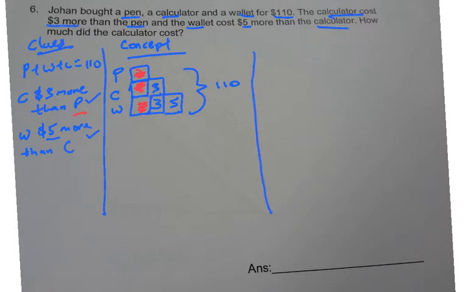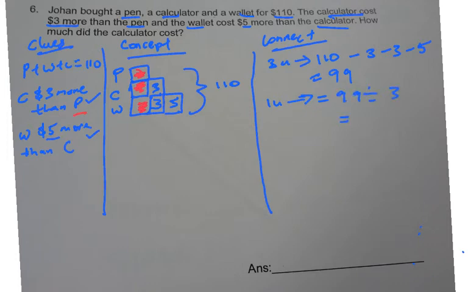So how can we connect? So 3 units equals 110 minus 3 minus 3 minus 5, which gives us 99. So 1 unit equals 99 divided by 3, which gives us 33. So 1 unit here is 33.